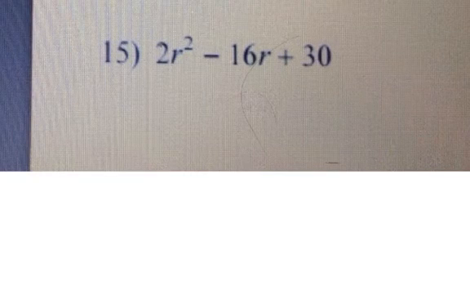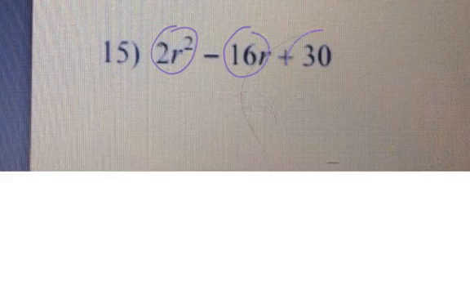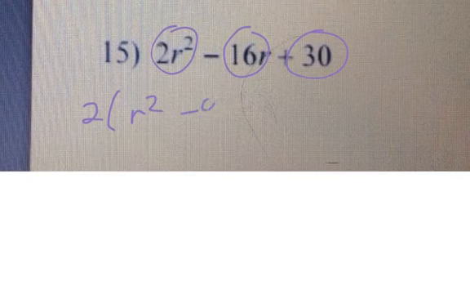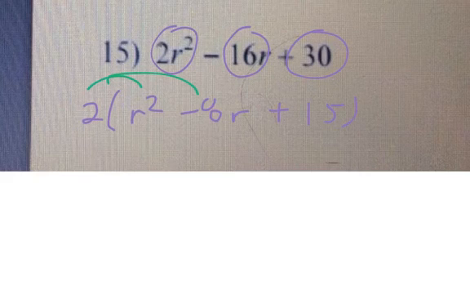Okay, so guys, why don't you try to factor this problem first? Pause the video, write the problem down. Okay, did you notice that all three terms are even numbers? In other words, I can divide by 2. So my GCF is 2. And again, just to double check, that's 2r squared. That's minus 16r. That's plus 30.